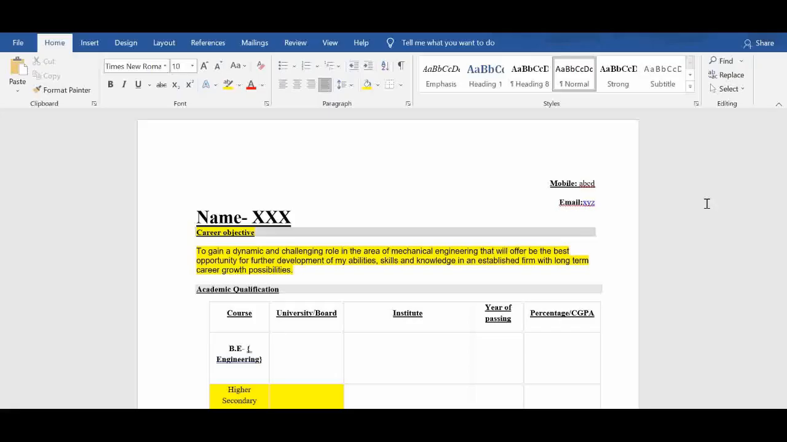Now we come to the golden tips. So the first golden tip, let me open and write for you.